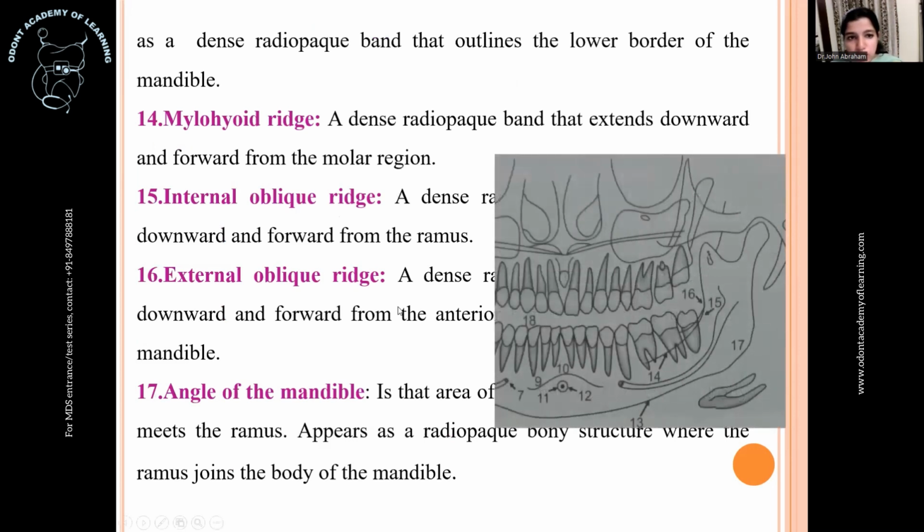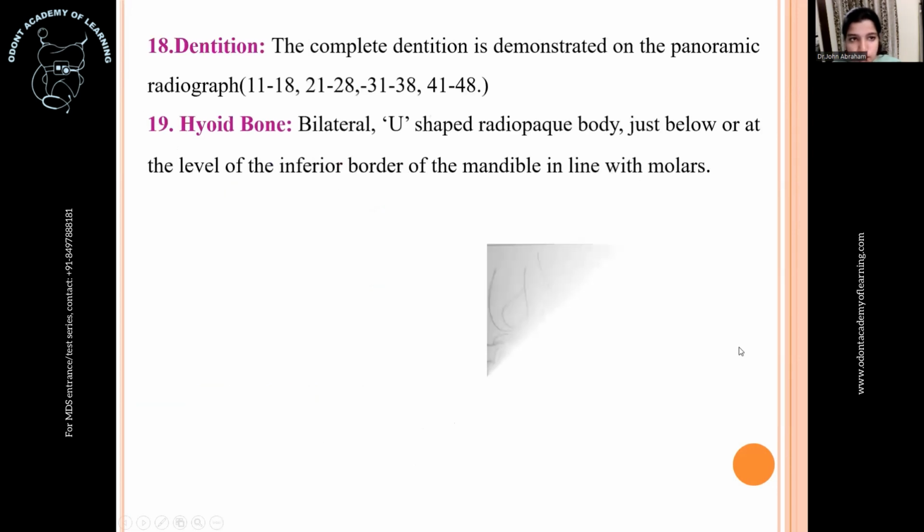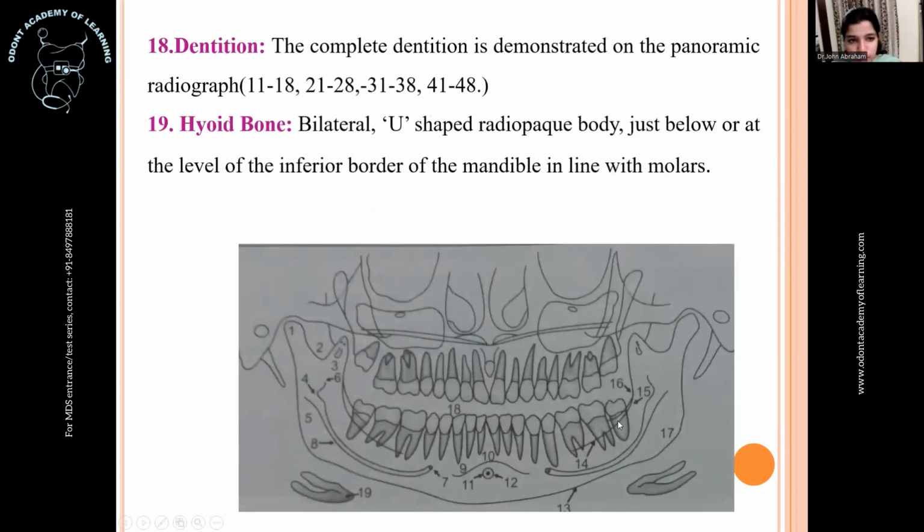Then there's something called your mylohyoid ridge. It is seen here in the mandibular posterior region as a dense radiopaque band, which extends downwards and forwards from the molar region. Then you have your internal oblique ridge, which is extending posterior to your mandibular third molar, and you have your external oblique ridge, which is a continuation from your ramus. The angle of the mandible is seen in this particular region, a continuation of your ramus and body. In between, there's your angle. Lastly, it is your entire mandibular dentition that is being seen, and you can also see your hyoid bone, a U-shaped radiopaque body.